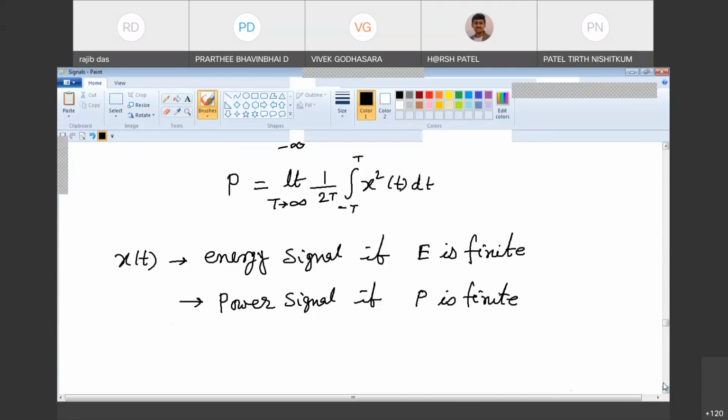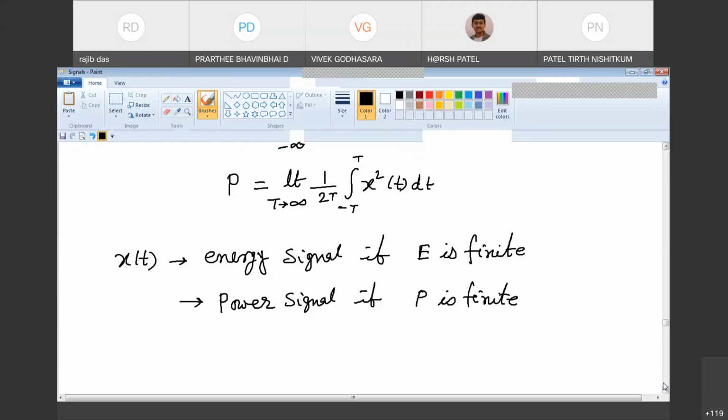Now here I want to mention one thing. If you study the signals, it's not necessary that the signal would be either an energy signal or a power signal. It could be that the signal is neither an energy signal nor a power signal. And you can also examine whether the signal could be both an energy and power signal or not. Okay, that is your task.